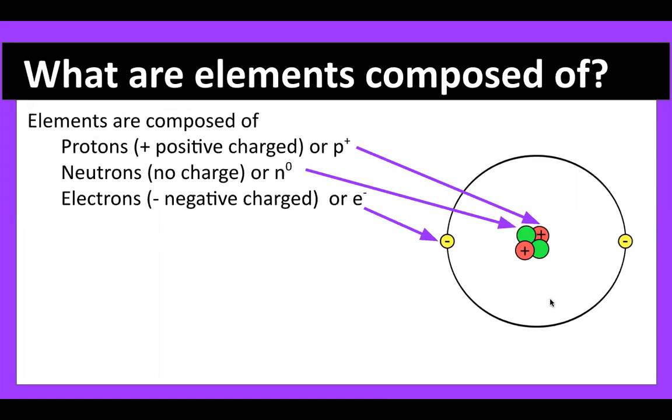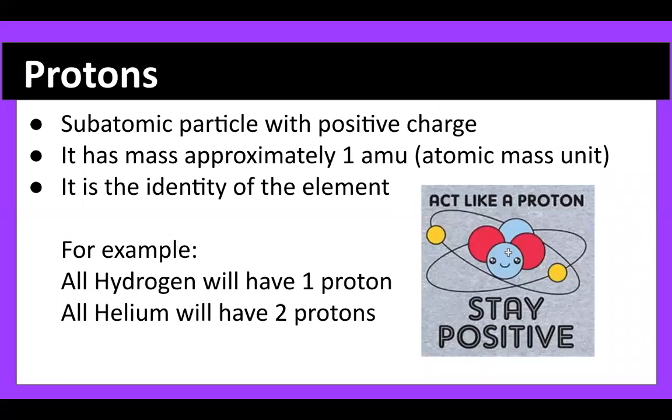The next thing you want to know is how atoms are composed. They are made out of electrons, which have a negative charge, protons, which have a positive charge, and neutrons, which have no charge. Protons and neutrons together make up something called the nucleus, and they're in the center of the atom. Electrons orbit or revolve around the nucleus. Okay, some fun things to know. Protons have a positive charge. Their mass is approximately 1 AMU, or 1 atomic mass unit, and the number of protons is the identity of the element.